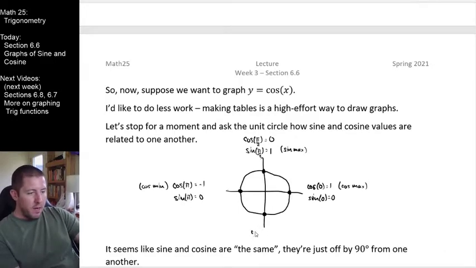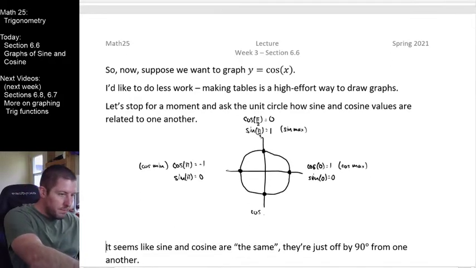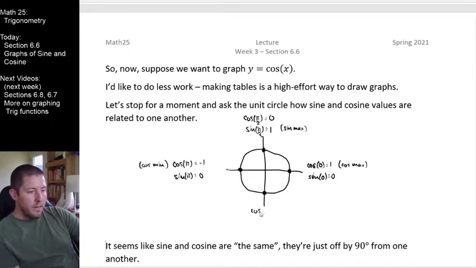And finally, over here, cosine of, I just need to bump it down right here. Cosine of 3 pi halves. How much width does this point have? None. Sine of 3 pi halves. How much height does that thing have? Sine measures height. All of it's the height, -1. That is the sine minimum.